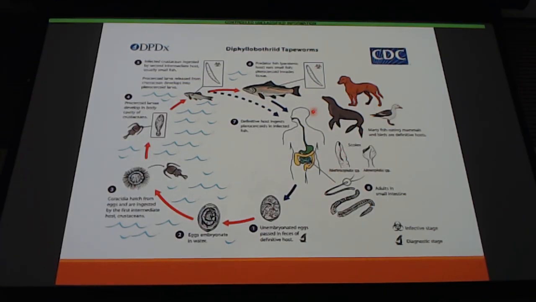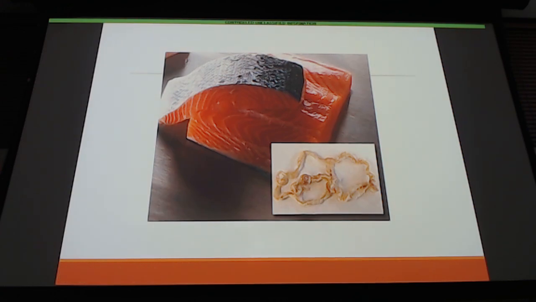Right, so some infected person or animal poops in the water, it ends up hatching, okay? Some little fish eats it, some big fish eats it. We capture the big fish and then we eat it and we get it. Okay? Real simple like that. Alright? This is generally what it looks like. This thing can grow up to 82 feet, 85 feet long inside your gut. Okay? And it steals all your nutrients. Right? That's how it survives.